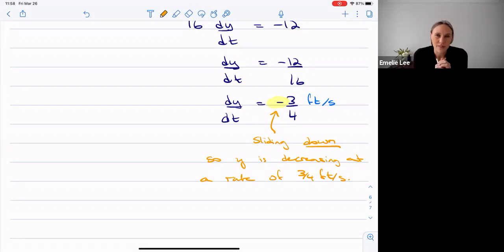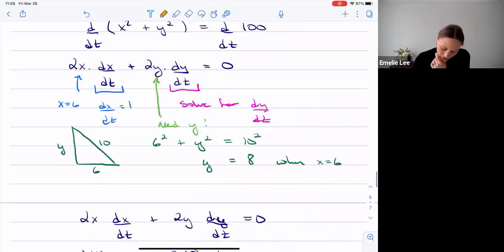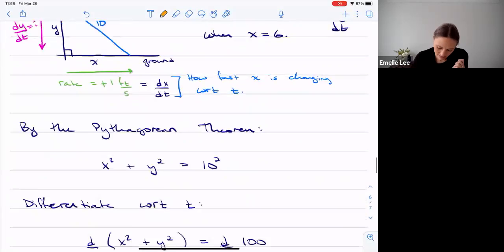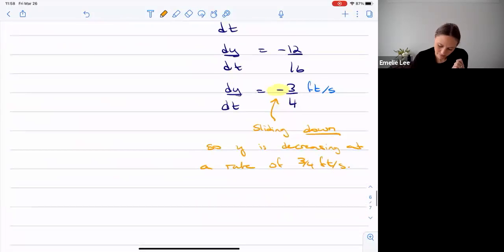And I guess that answers, that's kind of the summary blurb too, I think. Let me just scroll back and see how fast is the top of the ladder sliding down the wall when the bottom of the ladder. So I guess we just answered that. I can write it again, but.